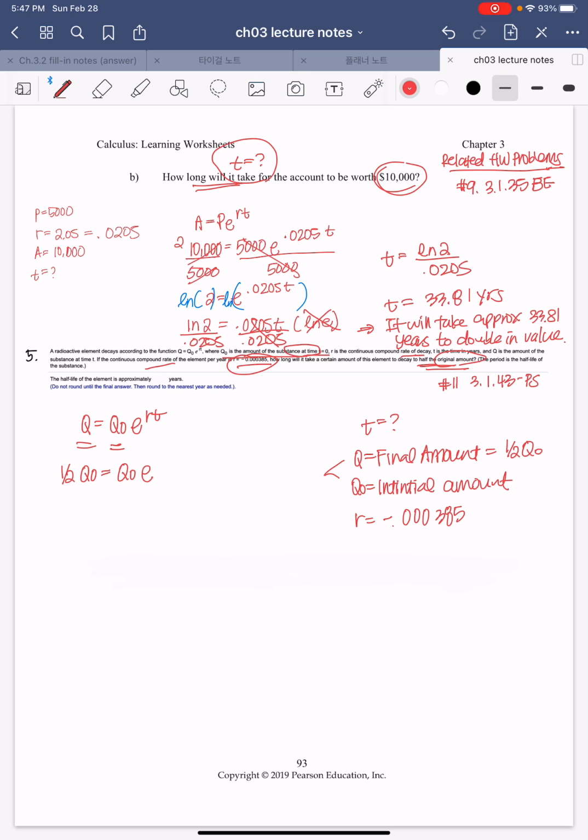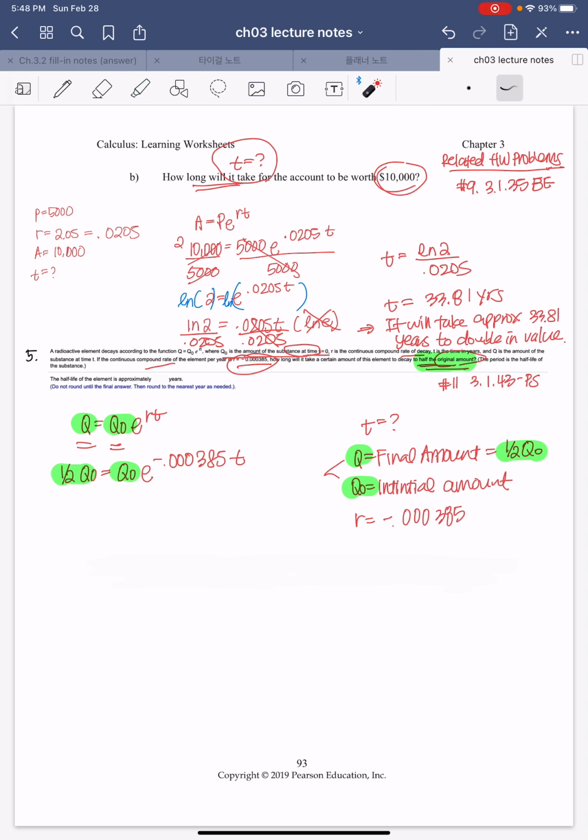e raised to negative 0.000385 T. These are the tricks that I want you to use. They didn't give you a particular amount, but they give you enough information to use it. So I don't know what the initial amount is, so I just leave it as Q sub 0. But I know the final amount is half of the original amount, so that's half of Q sub 0, and that's what I did.